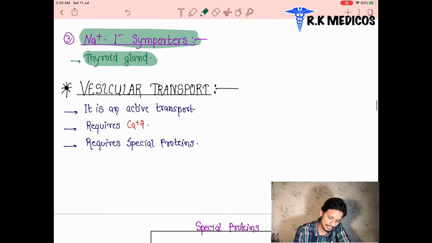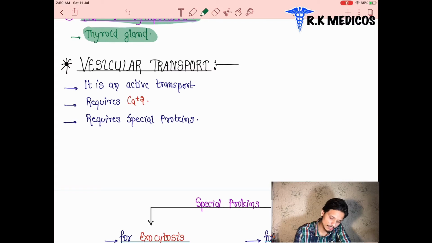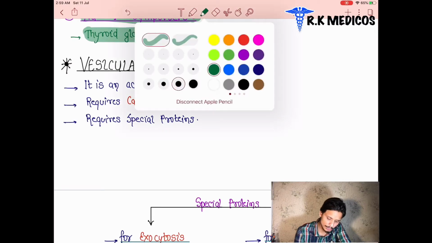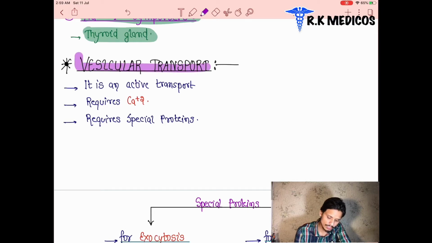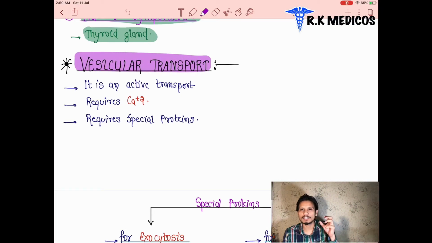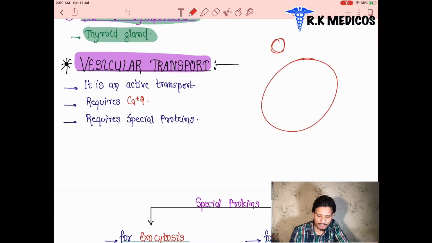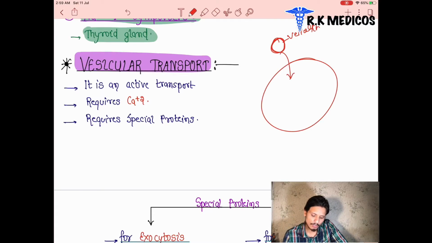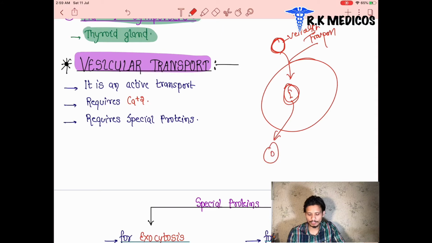Next, third point, we are going to discuss vesicular transport. It is a different, special type of transport. Vesicular transport is a special type of transport in which the transportation happens in vesicle form. How? Suppose this is the cell and this is a bag. The bag is called a vesicle. Something is moving from outside to inside. This vesicle movement from outside to inside is called vesicular transport. Or maybe this transportation also happens from inside to outside. So this is also called vesicular transport.